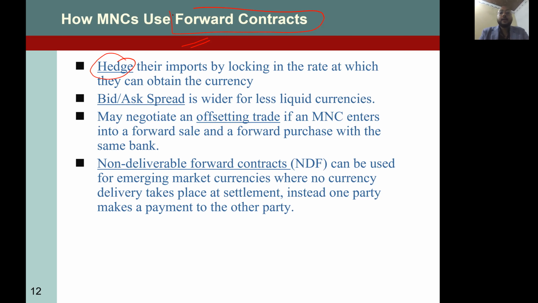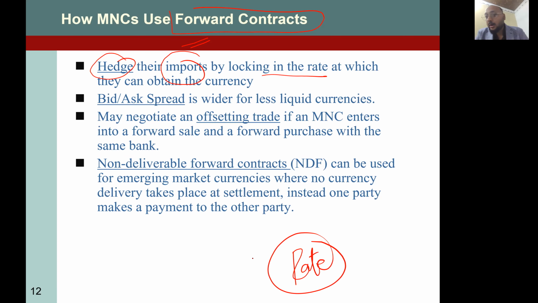Number one, we can use forward contracts to hedge our imports by locking in the rate at which they can obtain the currency. So it means we are locking the rate of currency exchange. Rate means currency rate, right? At time t. So no matter what the rate in the market will be at that time, or what it is now, we have no concern about the rate. We will be finalizing our deal at the end of the time t. That's it. So you don't worry about currency exchange rate movements. All you need to worry about is your business operations.